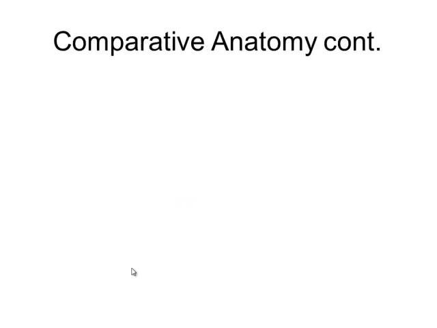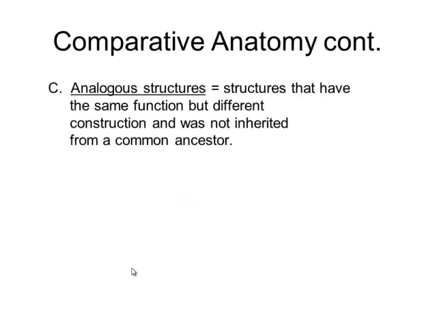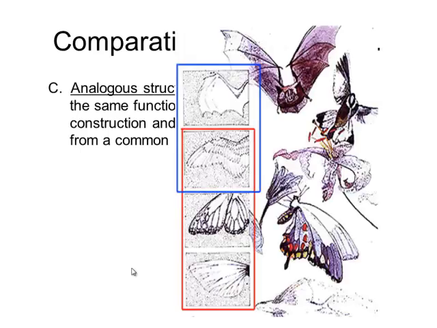The last thing in comparative anatomy that I want to talk about are analogous structures. Now, analogous structures have the same function, but they're made up differently. They have a different internal makeup. This is indicative that there was not a common ancestor. So structurally they are different, but on the outside they look very similar to each other.